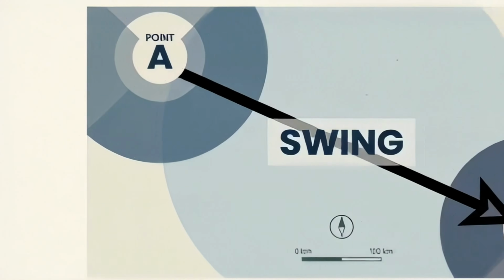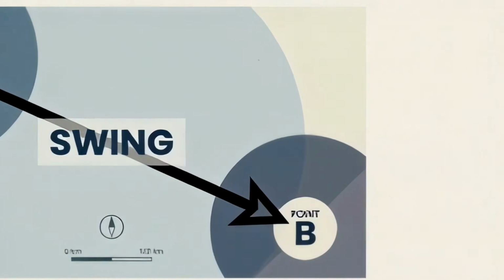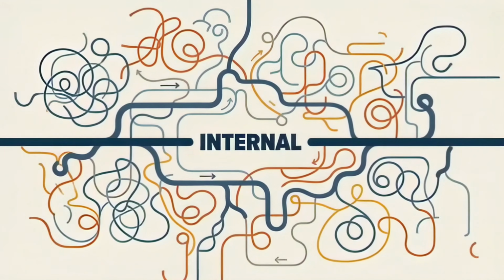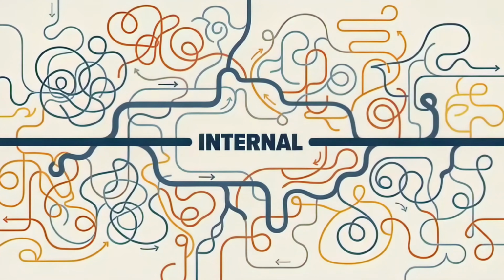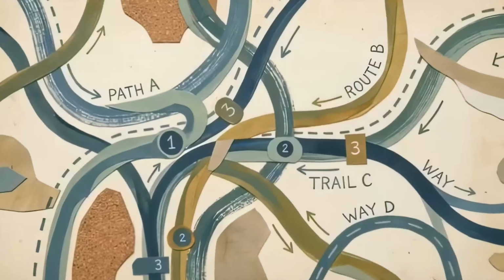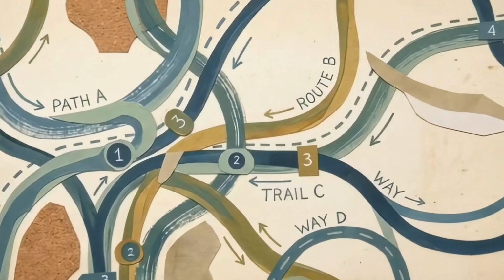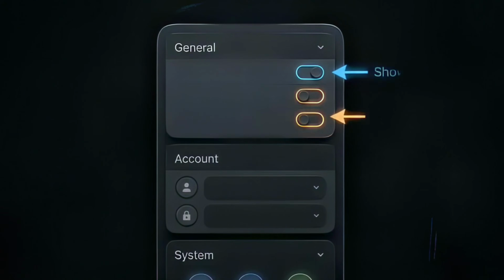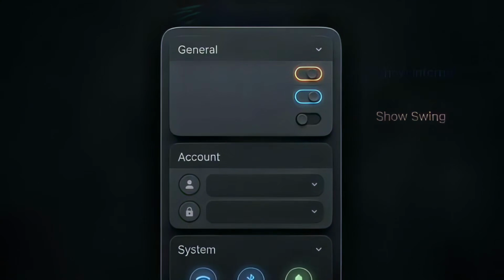Think of it like a road trip. Swing structure is the fact that you are driving from one city to another. Internal structure is every turn, exit, and lane change you make along the way. Both are real. But if you only ever stare at the lane changes, you will completely lose track of where you are actually going. Each of those has a show toggle, so you can display one, the other, or both.